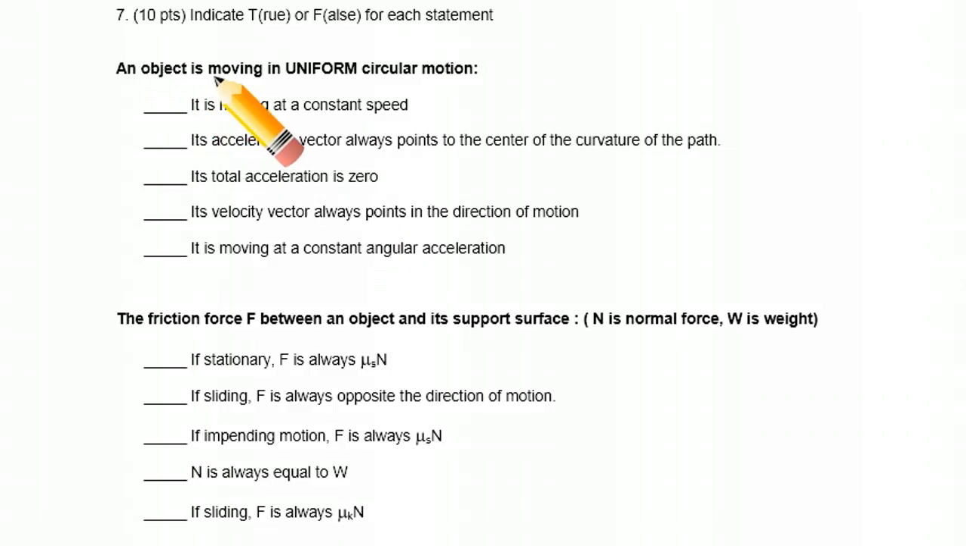An object is moving in uniform circular motion. Remember, uniform means constant speed, but it's going in a circle. So we do have a normal acceleration. So I just answered the first question. It's moving at a constant speed. Not a constant velocity, but a constant speed.